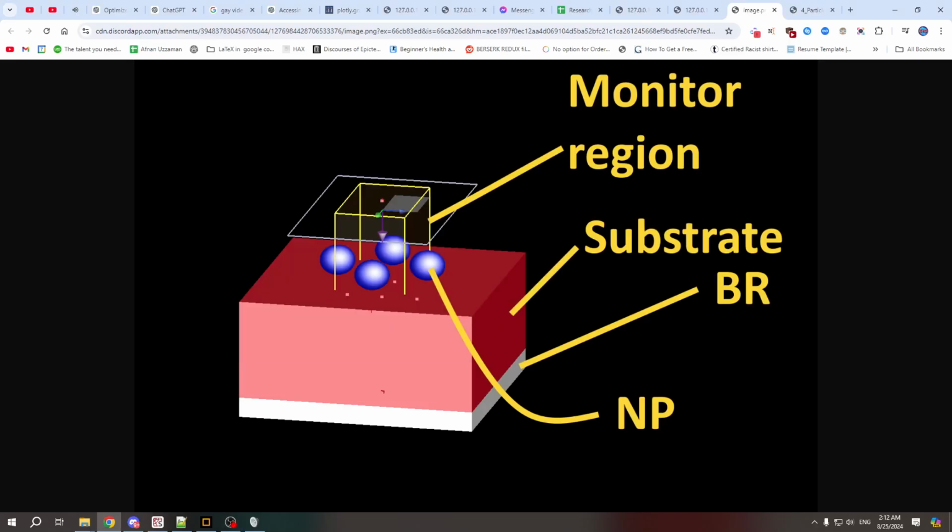So this was an attempt to plot the near field in 3 dimensions. Here we've placed a back reflector, a substrate, and the yellow outline here is the 3D monitor. And this records the electric field strength.